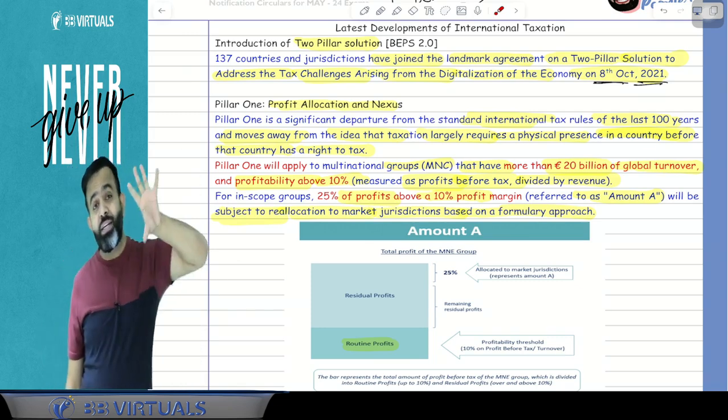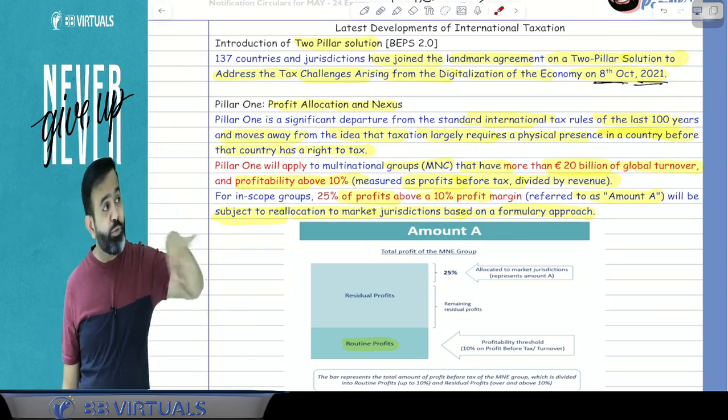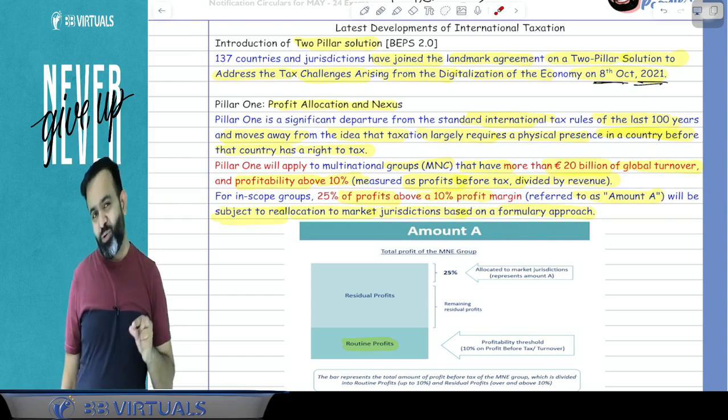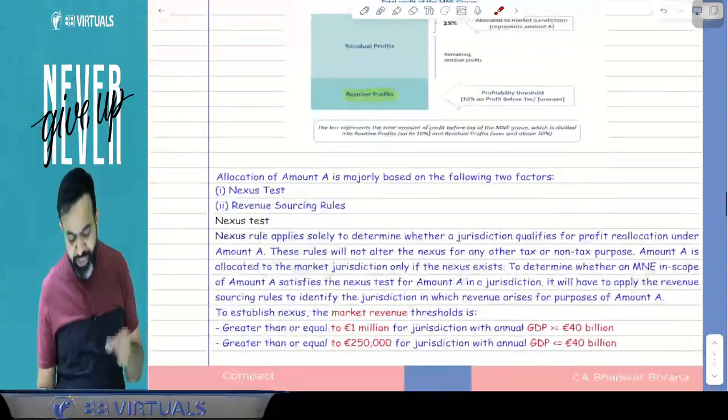But guys, from those countries, they are getting the income. Suppose they are sourcing the revenue from those countries, then those countries will get the right to tax that profit. You got my point or not? Yes. So here you understand this part.